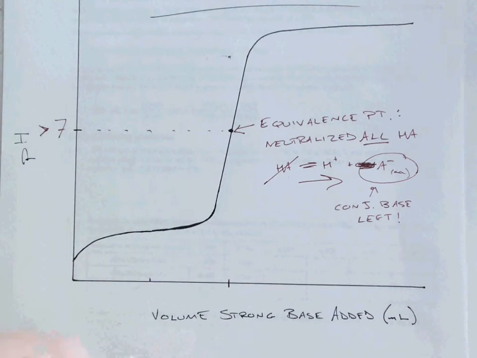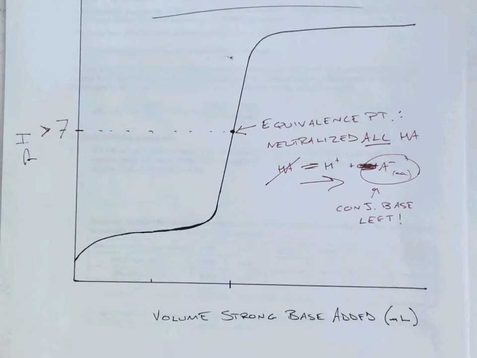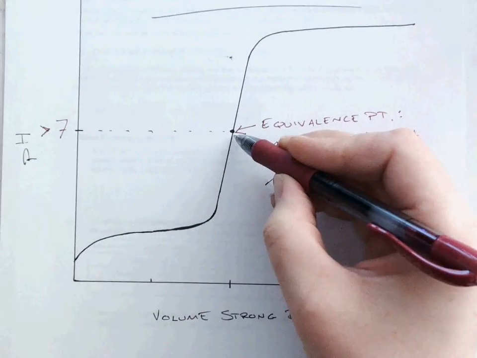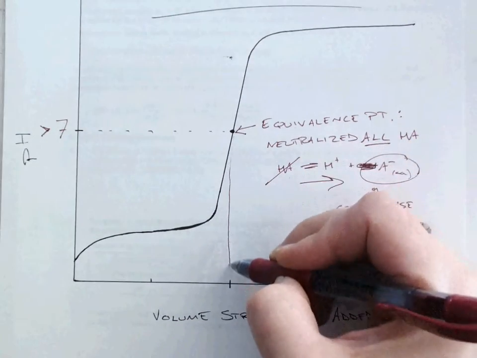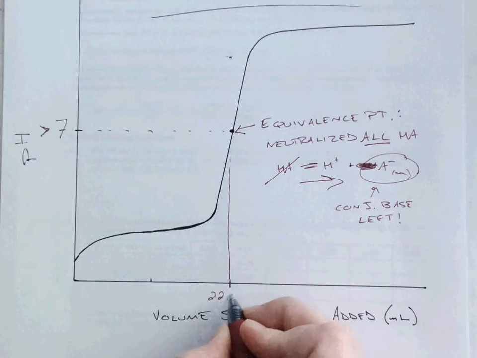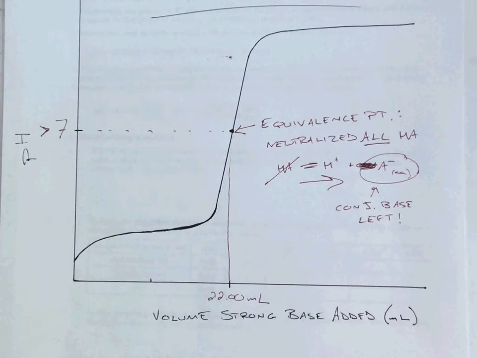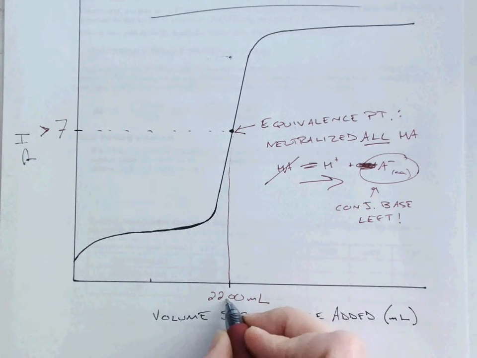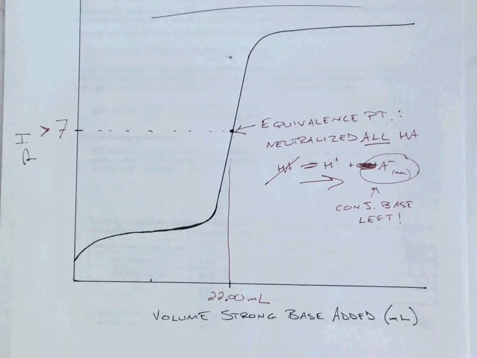And then, of course, the reverse is true. If you're titrating a weak base, if you fully titrate it to its equivalence point, you will have a conjugate acid present, and your equivalence point will have a pH below 7. So, this is the equivalence point. And if you know the volume of strong base, I'm going to make up a number, 22 milliliters. Then you can do the equation that we know.